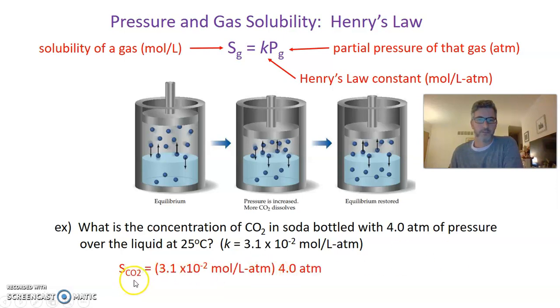So your solubility of CO2 should be equal to your K value, which was given to you as 3.1 times 10 to the minus 2, times 4 atmospheres. So it's literally just multiplication. And we get 0.124 molar or 0.12 molar. I guess I should have labeled that CO2. So this would be a typical concentration of carbon dioxide in soda. But of course, that's before you open it. When you open it, that's going to leave, right? Because your partial pressure of CO2 is going way, way down.